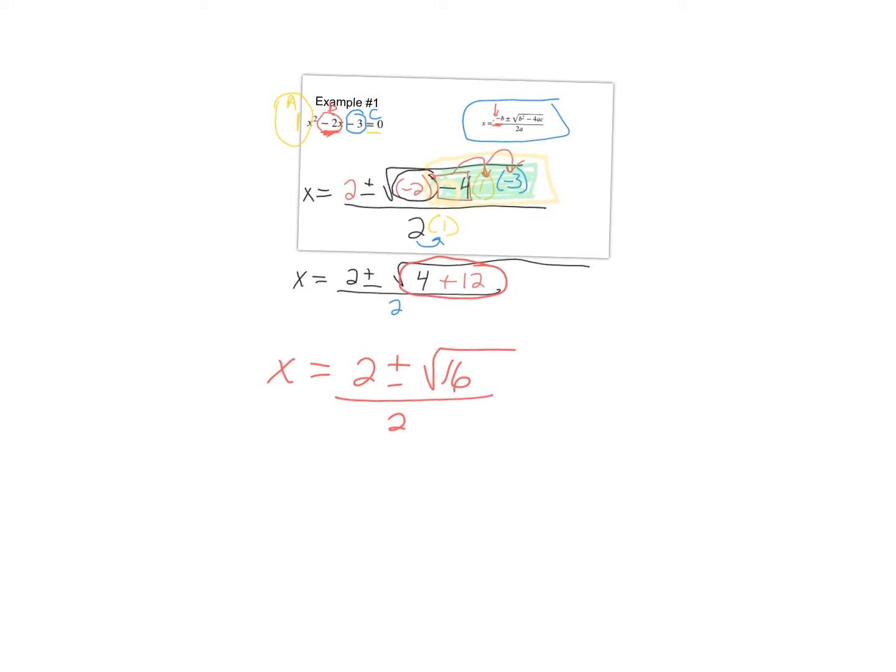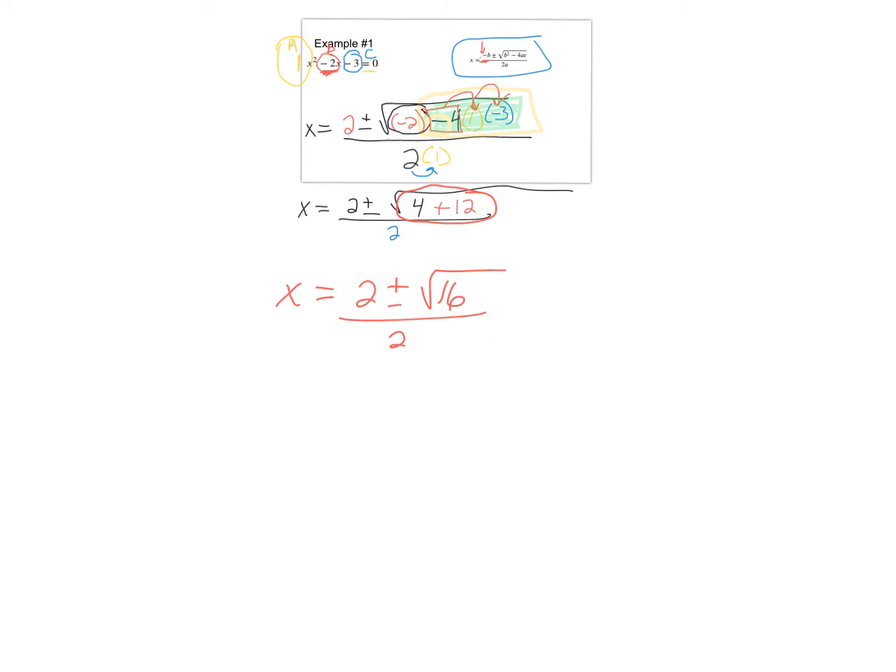Now here's where your calculator is going to come in. Okay, we are now going to evaluate the square root of 16. Now most of you probably already know the square root of 16 is 4. So 2 plus or minus, that's going to turn into a 4, all divided by 2.